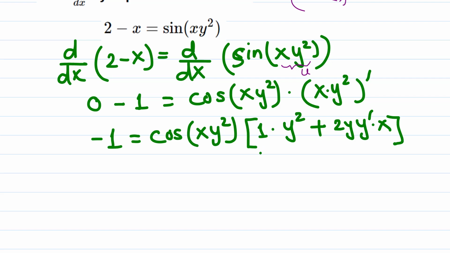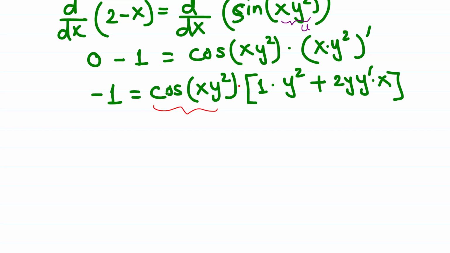Now our derivative is done. Next we need to isolate y prime. So we got two terms here, so we have two ways to do it. We can divide both sides by this factor, or distribute, leaving y squared plus 2y y prime x, then subtract and divide by 2yx to isolate y prime. Okay, this is a product, so we can divide both sides by cosine of xy squared.